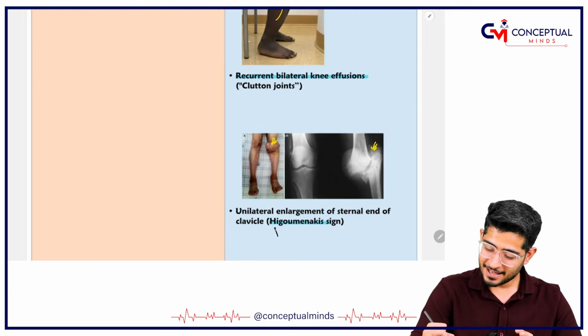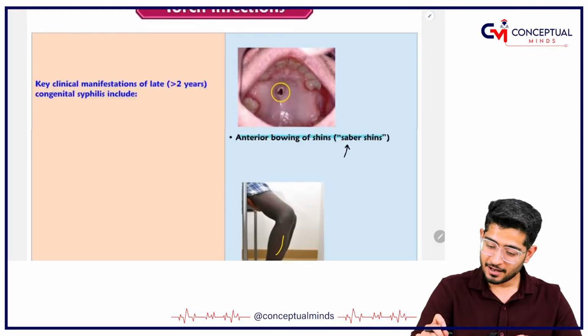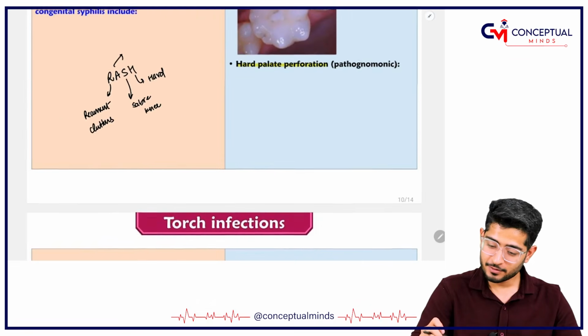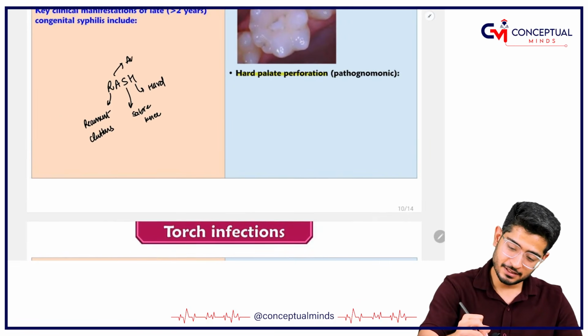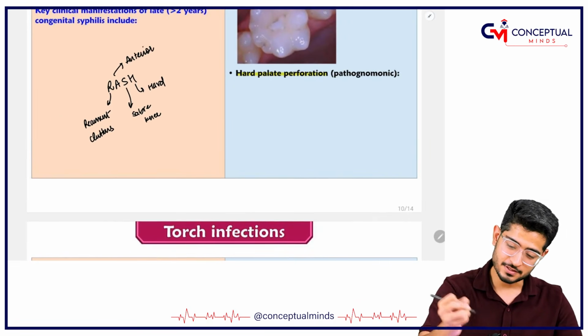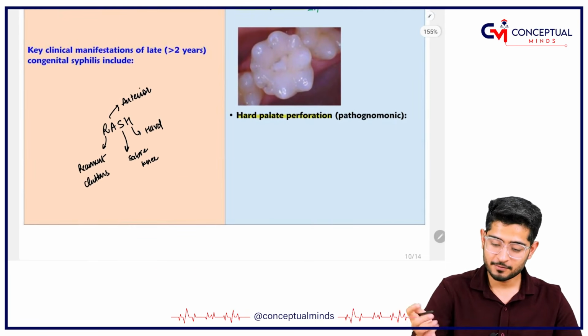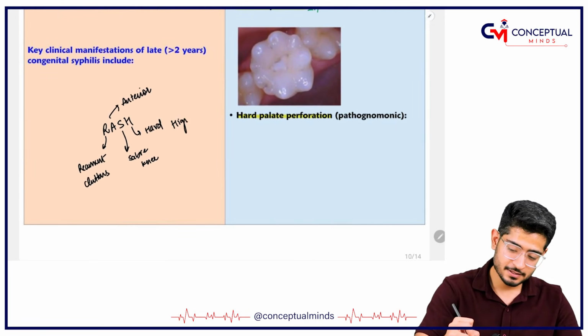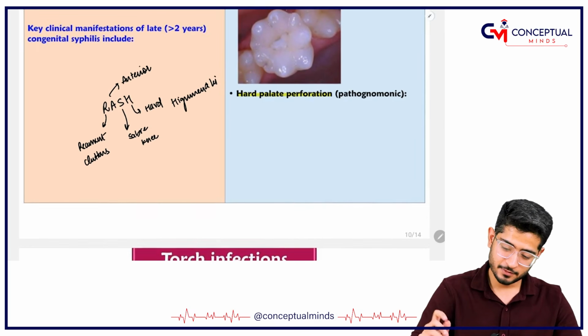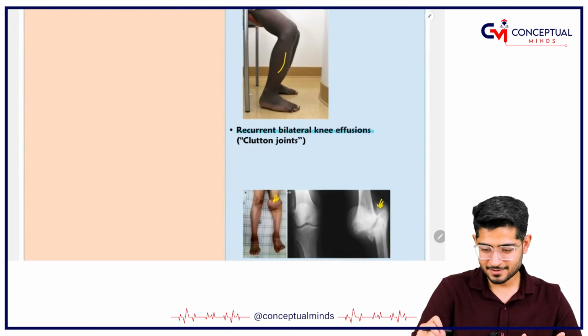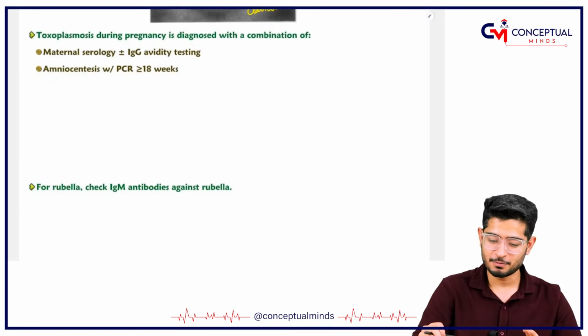And A for H is actually Higoumenakis sign. R, then anterior bowing of the shins. Okay, from A it is anterior bowing of the shins. Okay, then hard palate is going to have perforations. Yes, Higoumenakis sign is starting from H. So I think, yeah, this is the mnemonic which you can remember, RASH.